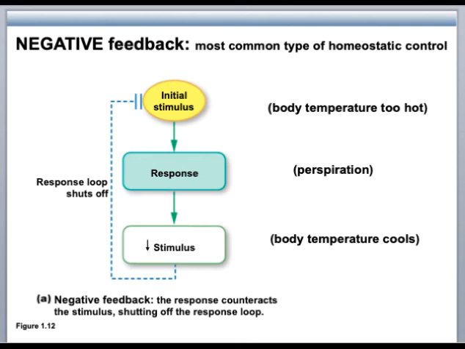Here's an example of negative feedback being used to cool off, say, a hot person. Notice the variable is temperature, the stimulus is too hot, and the response by the effectors, which in this case would be the sweat glands, would be to sweat and cool the person down. So negative feedback means the response or effect is opposite that of the stimulus. Negative feedback negates. It's the opposite of the stimulus.